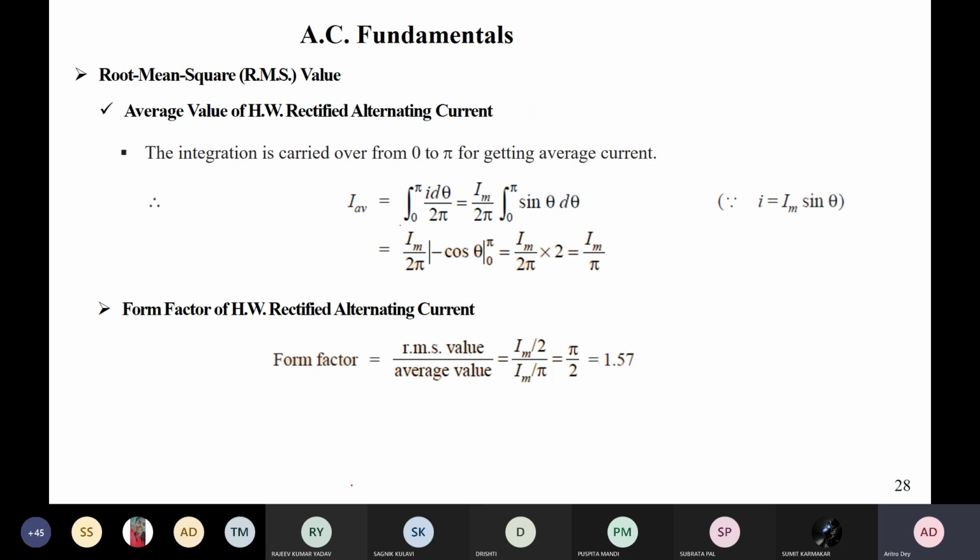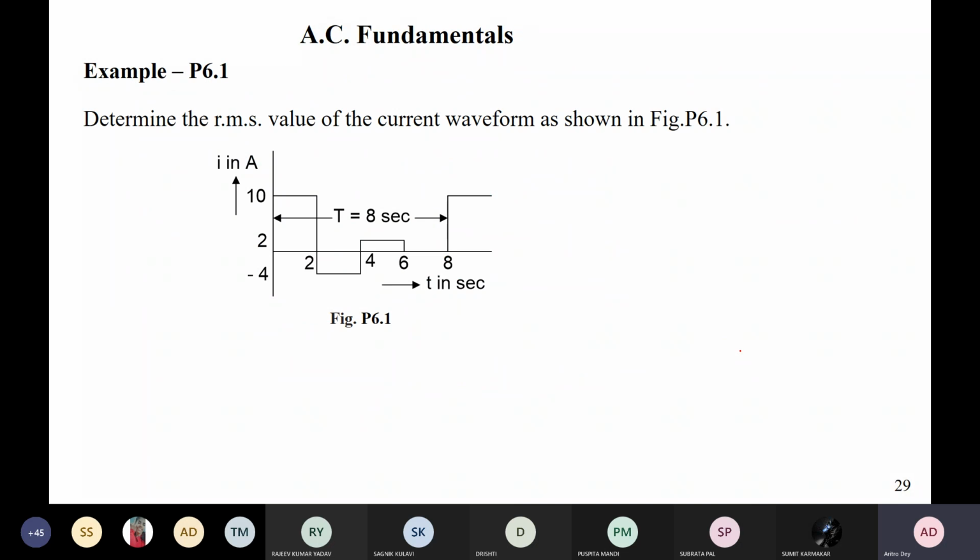The average value is the same: we divide by 2 pi. Instead of 2Im by pi, it is now Im by pi. In that case your form factor changes: your form factor is 1.57 and crest factor is 2 instead of 1.414. You can expect this kind of problem in your continuous assessment 2. So practice this kind of problem well instead of concentrating more on the theoretical part.